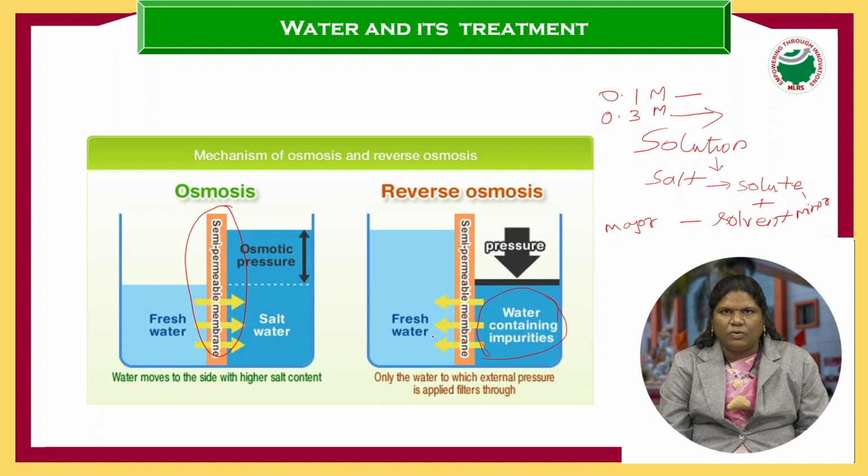Lower means here we won't take any fresh water, but for reverse osmosis one condition is there: we have to apply some pressure, hydrostatic pressure. Then only the water will be separated from the salts and minerals, and the fresh water will be obtained on another side.